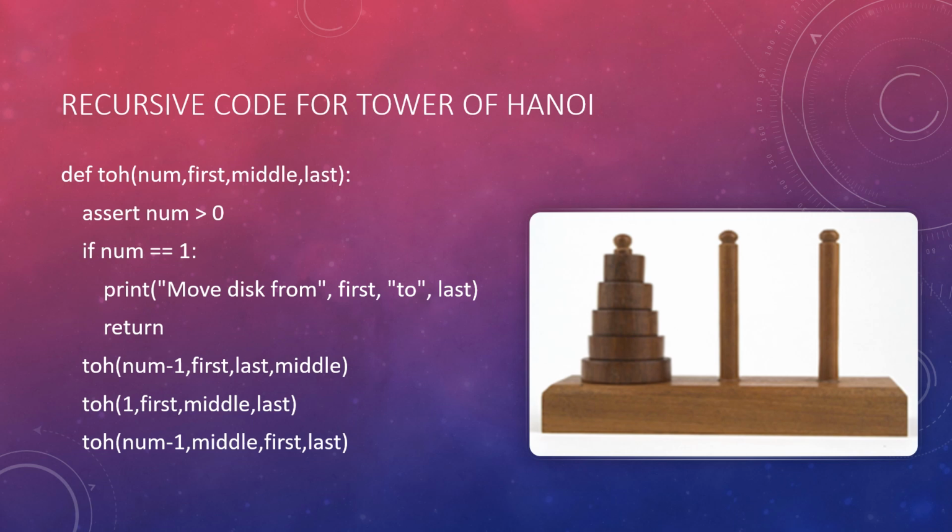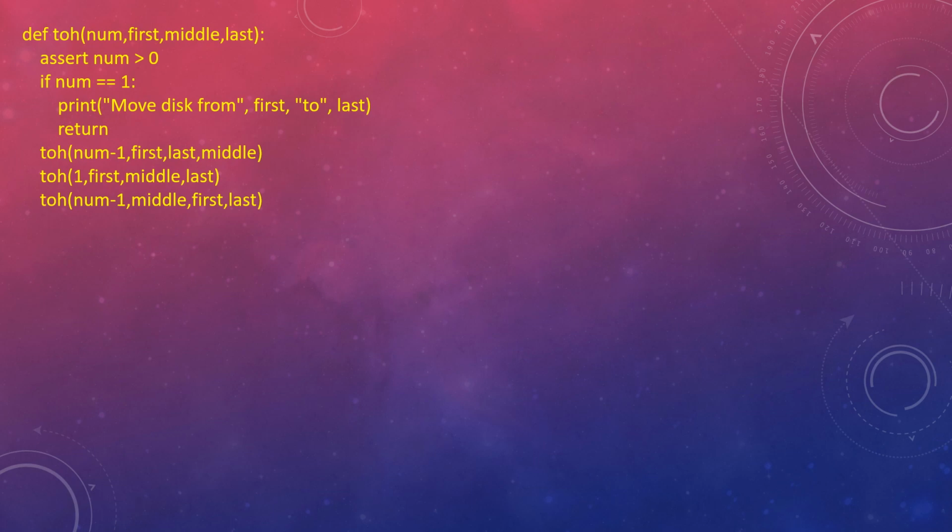Does this code work? Let's see. The code is in front of you and I am going to trace through it for 3 disks. My initial call is TOH 3 A B C. What am I trying to say? There are 3 disks. They are on peg A. Take them to C. 3 is not equal to 1, so this function is going to generate 3 recursive calls. The first of them is this.